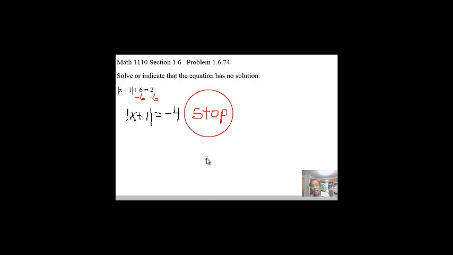The reason I stop here is because absolute value is always positive or 0. So if I get an equation that's saying absolute value of some expression is negative, that will never be true. So this original equation has no solutions. So the solution set is the empty set.